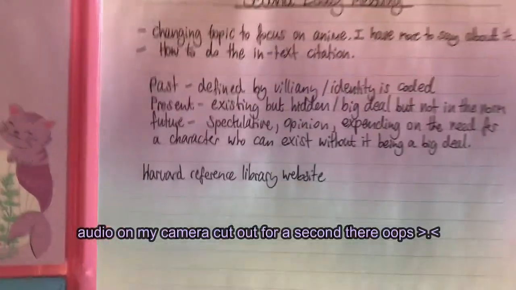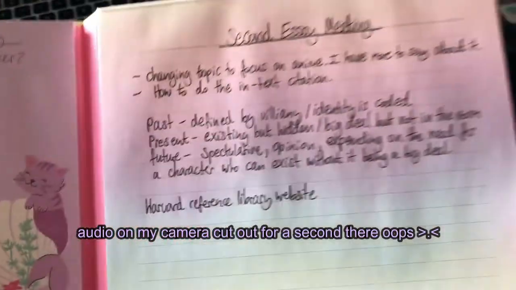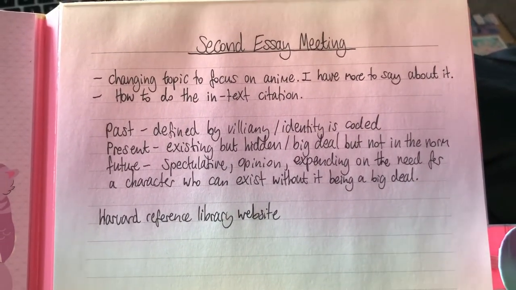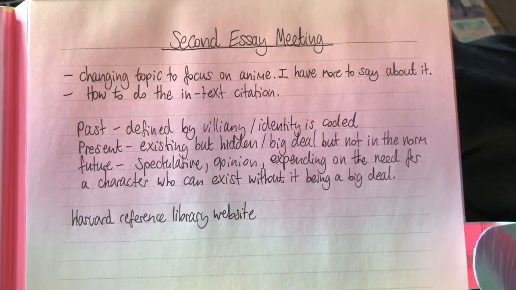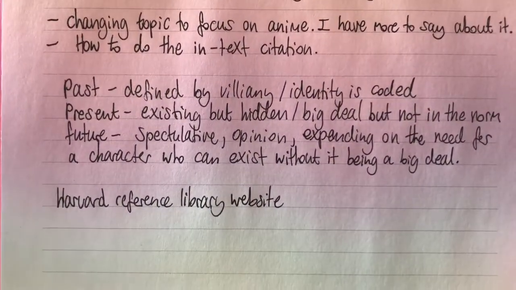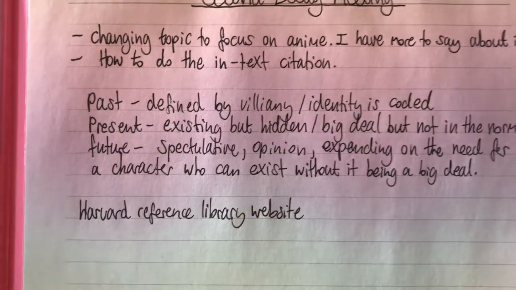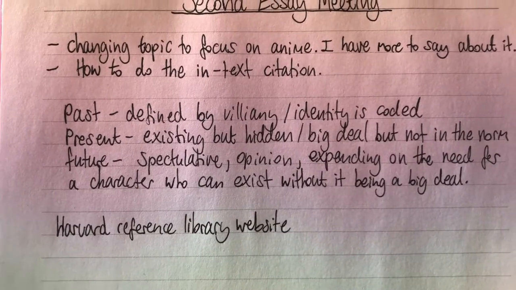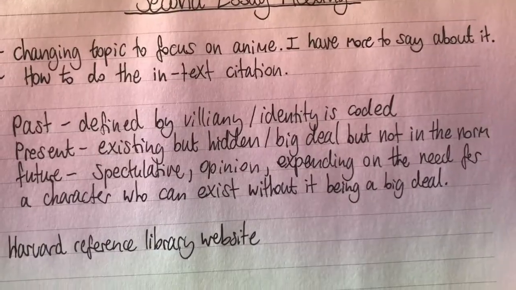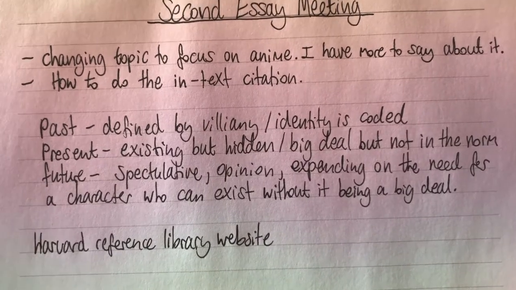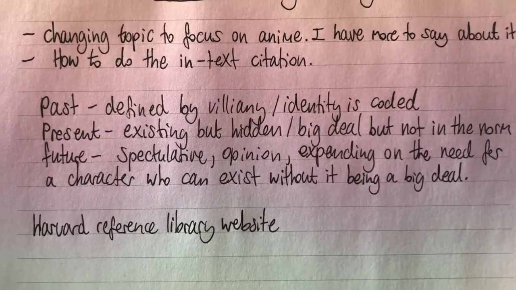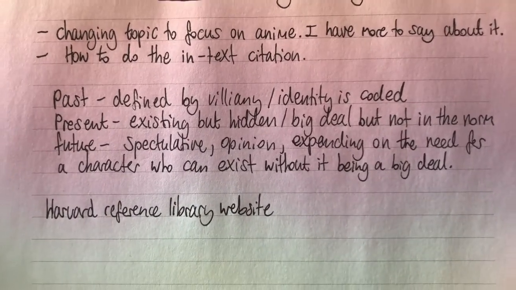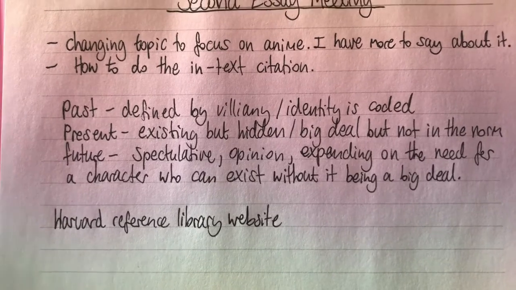These are the notes. Basically, my essay is about LGBT representation in different media and cultures, and I've decided that I'm not actually going to change it to focus on anime, but instead I've divided it into three types of LGBT character: those that are coded, those that are explicitly LGBT but it's made a big deal of, and then the less common one, which is one that's just allowed to exist without being a big deal or without being hidden.